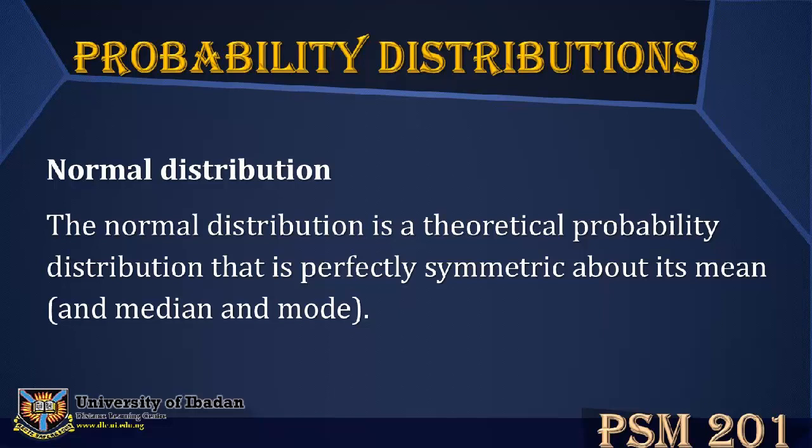Normal distribution. The normal distribution is a theoretical probability distribution that is perfectly symmetric about its mean, median, and mode.